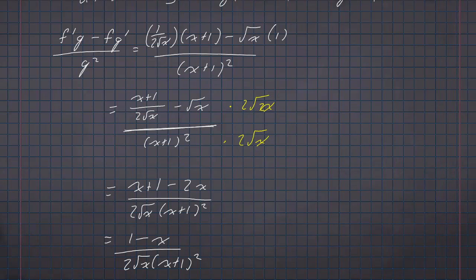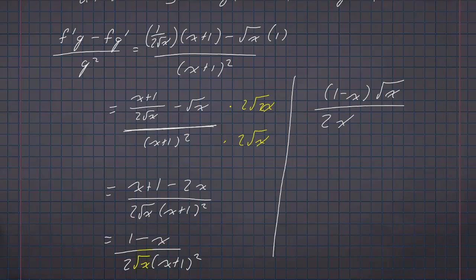As far as I'm concerned, that's a great place to end things. But technically speaking, we're not done, because square roots in denominators of fractions are considered bad things. So let's rationalize by multiplying top and bottom by root x, and we'll end up with 1 minus x times root x all over 2 root x times root x is x, and then we have x plus 1 squared.